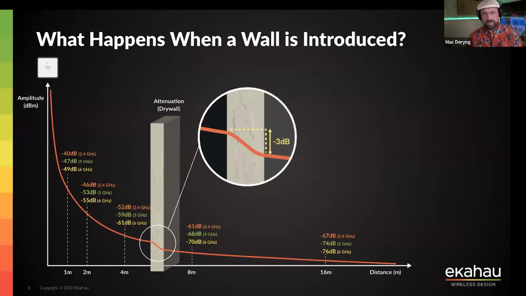But if we introduce a wall that attenuates 3 dB of the signal on 6 gigs, then this will be taken out of that RSSI at 8 meters. So now we are looking not at -67, but -70 instead. It's as simple as that.